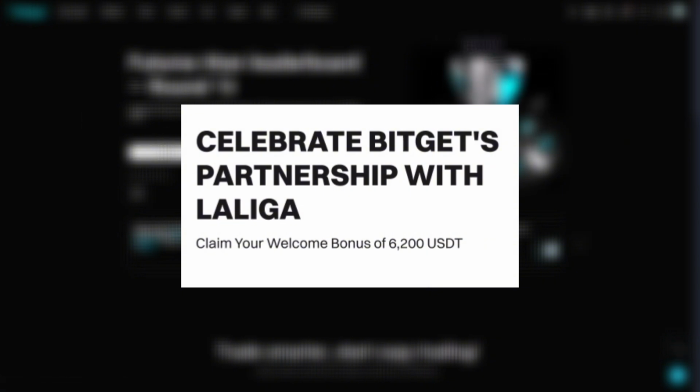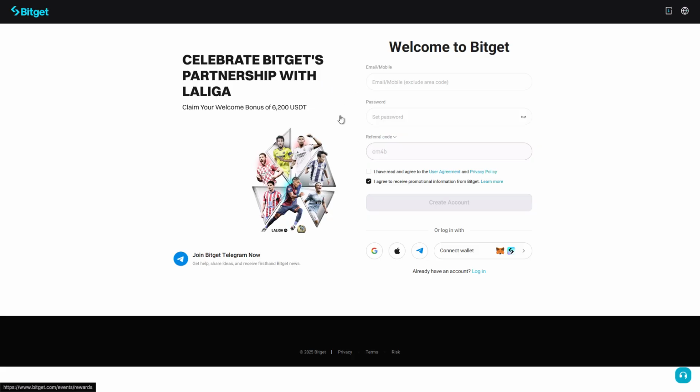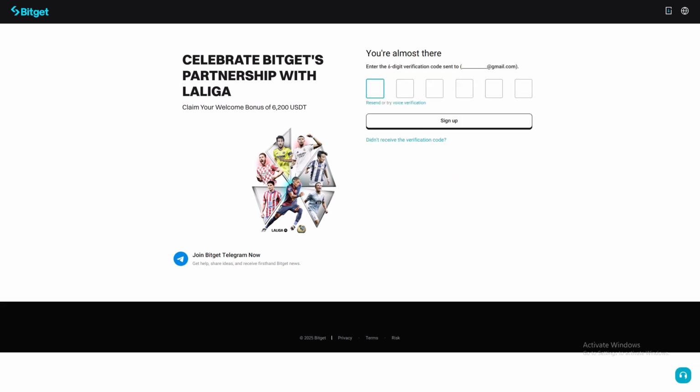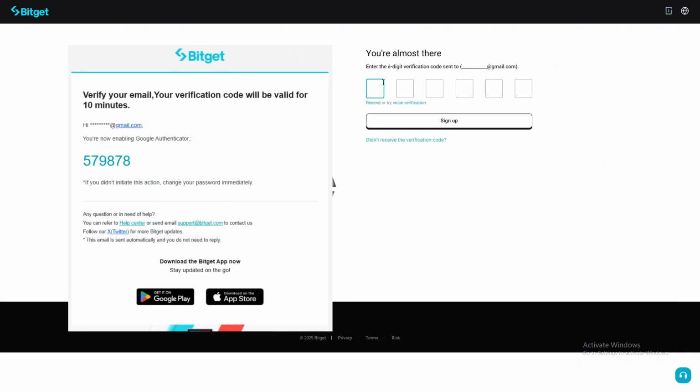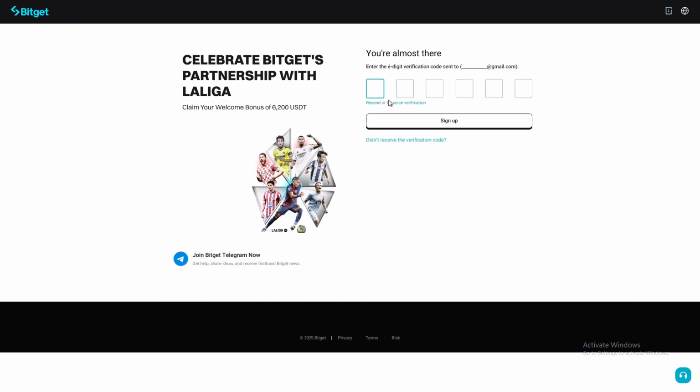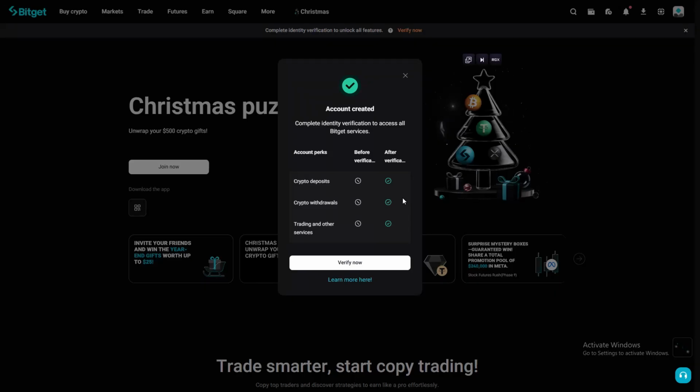Once you click that link, you will land on the Bitget signup page. Just enter your email address and create a strong password. I'm talking uppercase, lowercase, numbers, and symbols. Make it secure. Then hit create account and boom, you have got your account. Now Bitget will send you a verification email. Just open that, click the link, and your email is confirmed. Super simple.